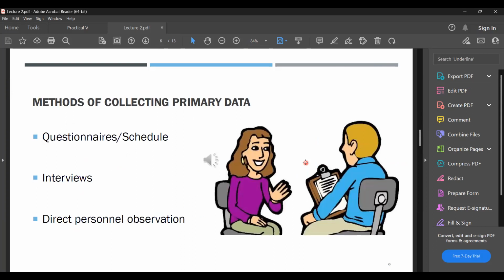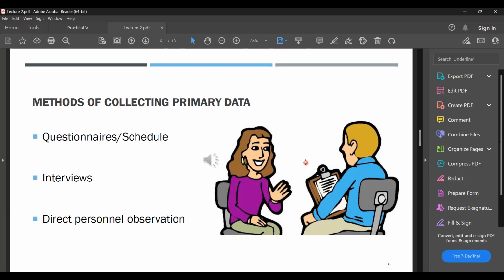These are the most popular methods that we can use to collect primary data. Those methods depend on the topic of your study. Sometimes it's okay to work with a questionnaire or schedules to get data. You can prepare a questionnaire, distribute it to the selected group, and get the information, get data.